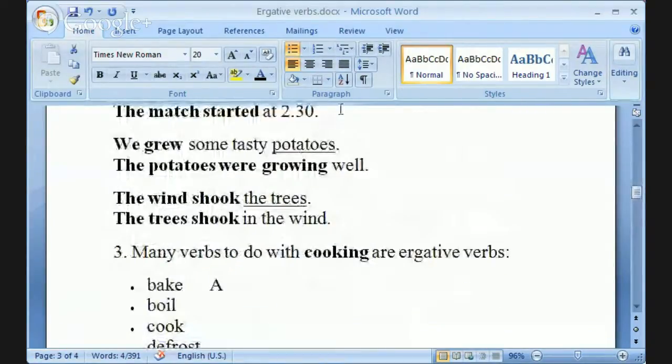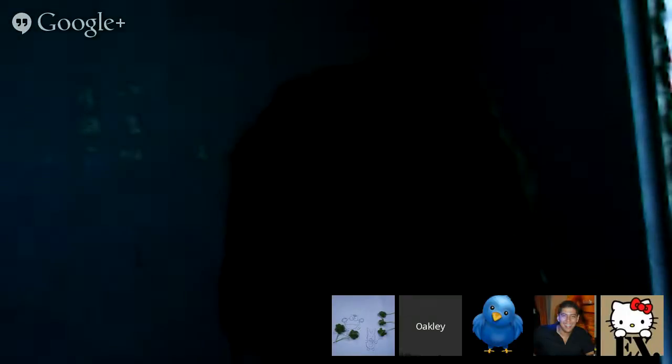Okay, so that's basically the idea with ergative verbs. They can work either way, and with an ergative verb, very often you do not have to use a passive form. You can just use a straight-up intransitive verb form to express the same idea as you would with a passive. Again, some verbs are always transitive, some are always intransitive, and some are ergative. They go both ways, so to speak.